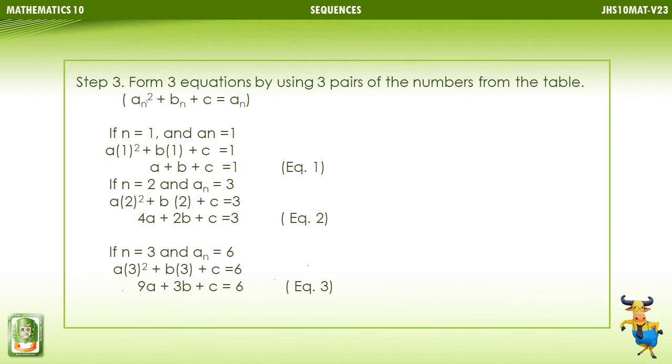Equation 1. If n equals 2 and a sub n equals 3, a times 2 squared plus b times 2 plus c equals 3, 4a plus 2b plus c equals 3. Equation 2. If n equals 3 and a sub n equals 6, a times 3 squared plus b times 3 plus c equals 6, 9a plus 3b plus c equals 6. Equation 3.